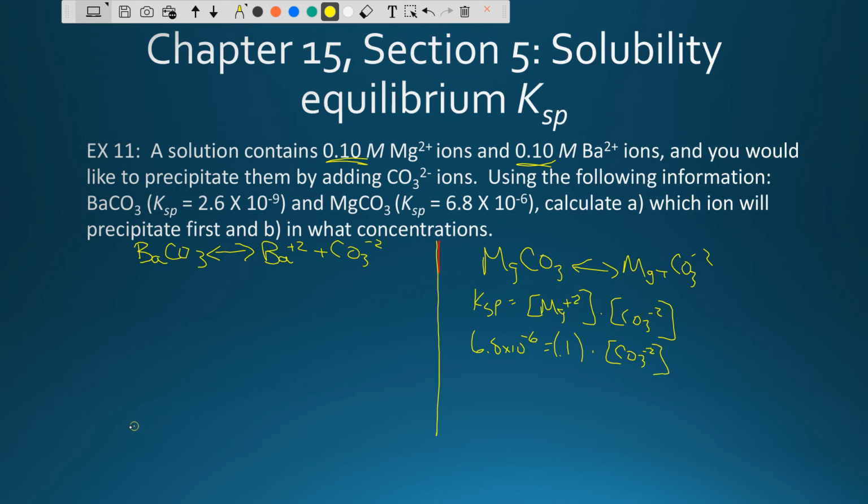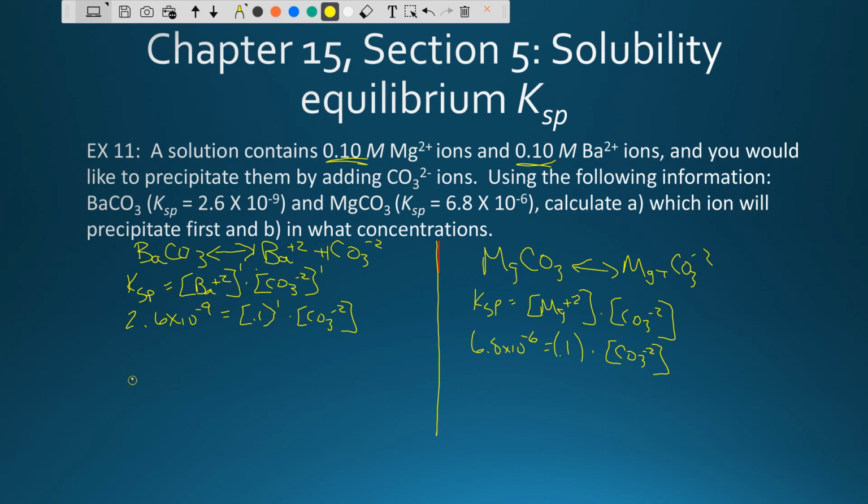Now let's do the same thing. My Ksp for this side is also a 1 to 1 ratio, and so I'm going to be seeing that my Ksp is going to be barium ions times my carbonate ions, again to the first power. So this value is 2.6 times 10 to the negative 9, and that's going to equal my 0.1 to the first power times my carbonate ion on this side. Okay, the question is, which ion will precipitate first?